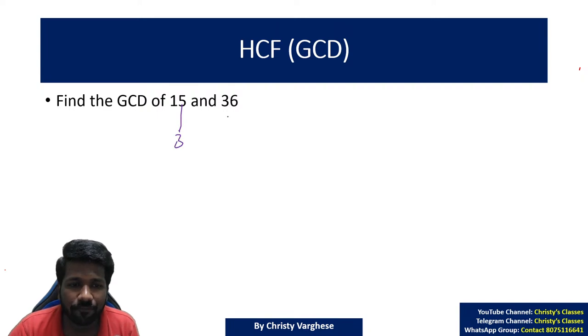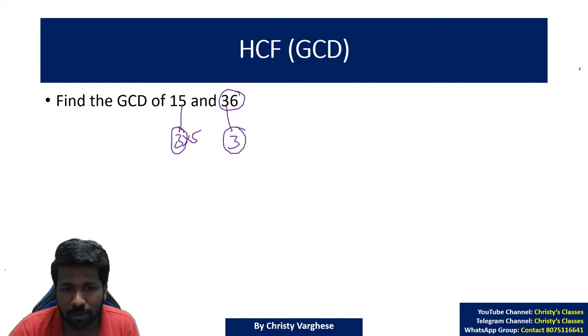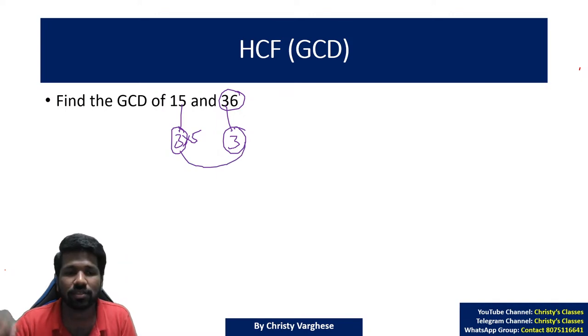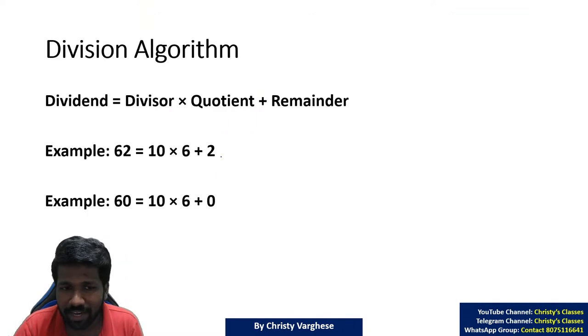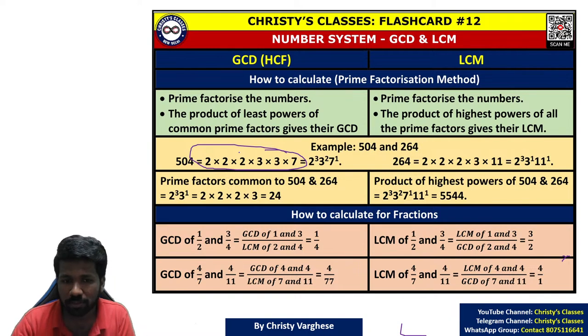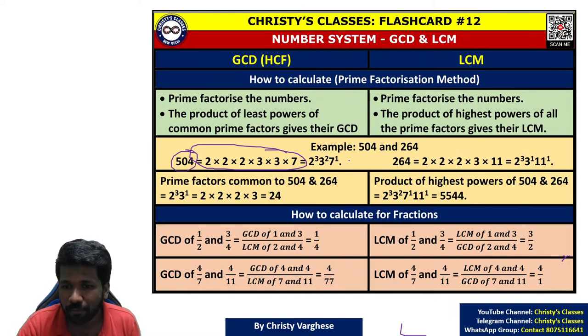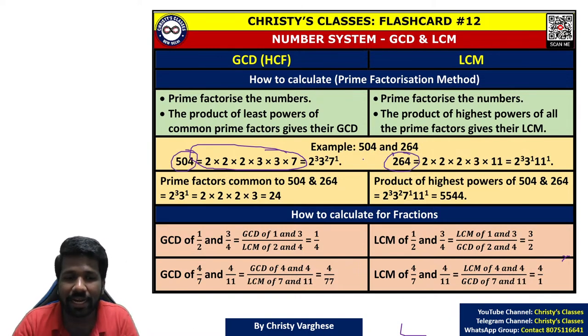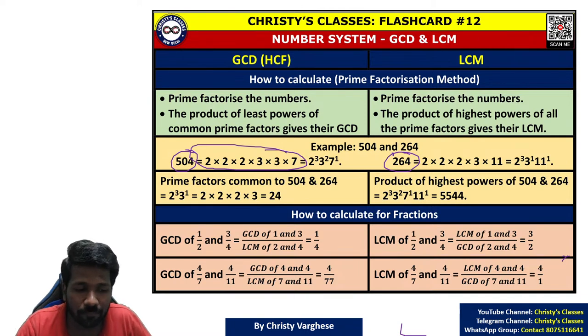Even for 15 and 36, I can think about what all the common factors are. 3 is a factor here, and 3 is a factor here also. Above 3, this is 3 into 5, and 5 is not a factor of 36. By trial and error like that, you can say 3 is the highest common factor. But when it comes to bigger numbers, that is impossible. Trial and error for 504 and 264 is impossible. That is why prime factorization will be helpful.